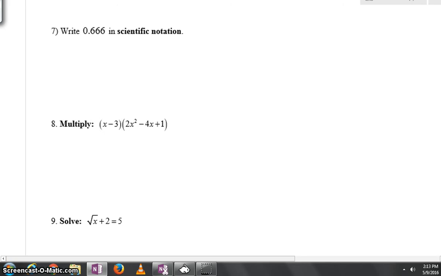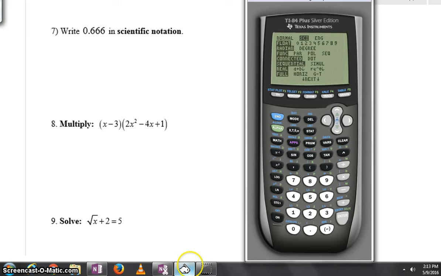Okay, for our final exam review for Algebra 2, let's go to number 7. We're going to write that in scientific notation and press that mode button. It's pretty close to the left button. Just normally it's on normal. Put the cursor over scientific, hit enter. Wonderful thing is, nice quick problem.